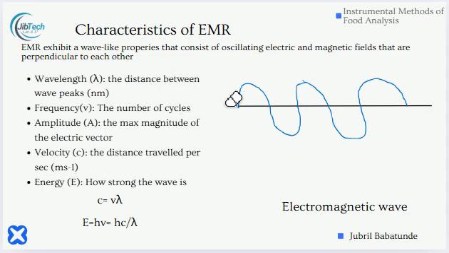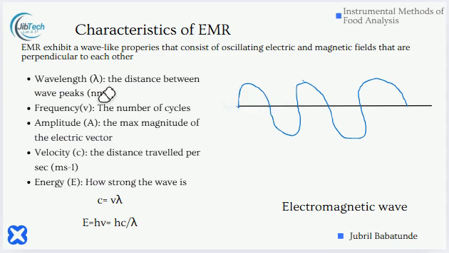Now, frequency. In some books the symbol for frequency is denoted with a small letter f, but here we're using the small letter v. So the frequency is the number of cycles per second. How does that relate to the structure of the wave that we have here? The frequency is the number of cycles per second.